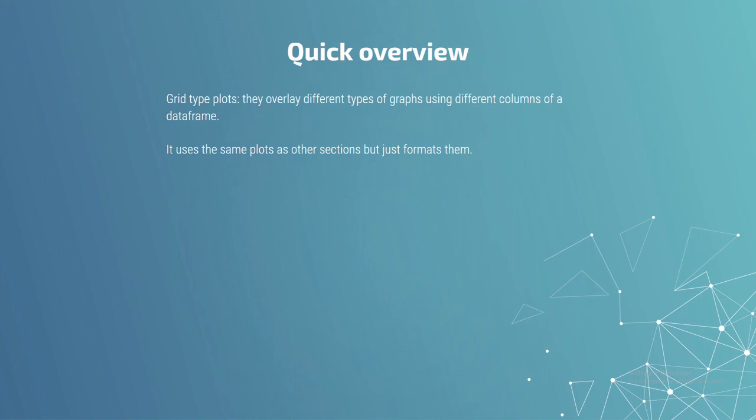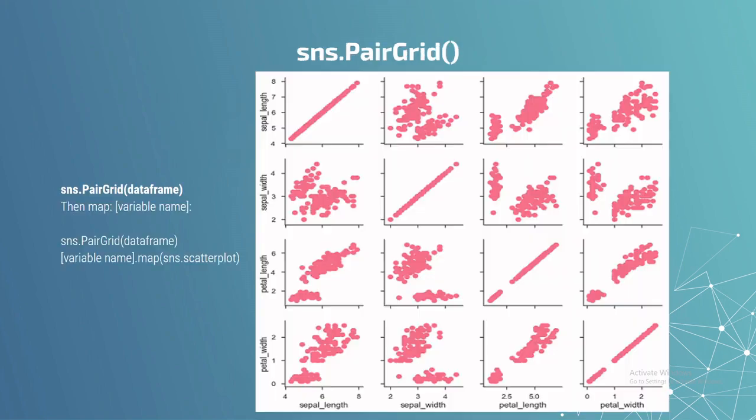But they are a fancy way of showing many, many plots over one area. Take, for example, the PairGrid, which is perhaps the most useful way to use a grid. First you create a grid using sns.PairGrid and then say the data frame name. And then you do the variable name that you've mapped this grid to, and then you say map sns.scatterplot.